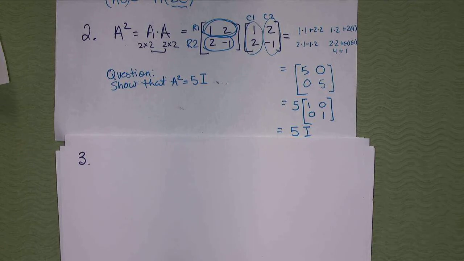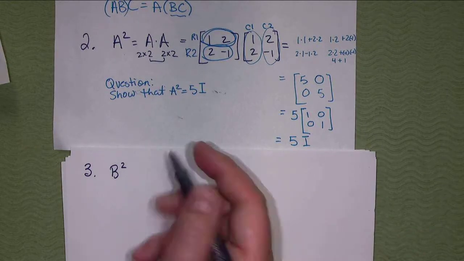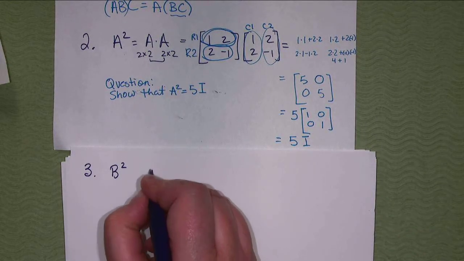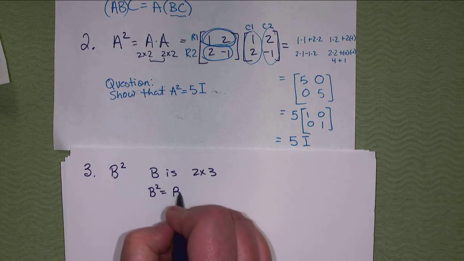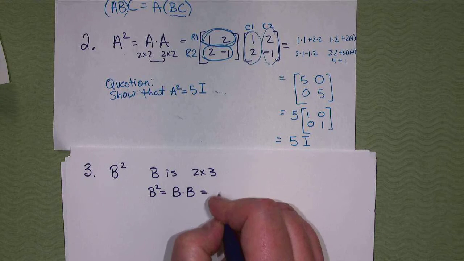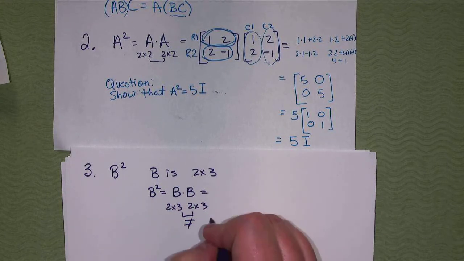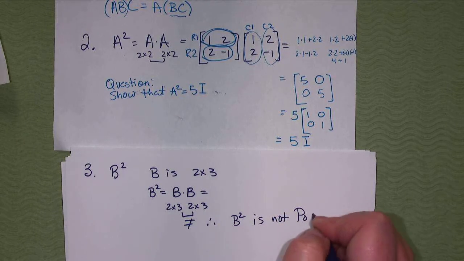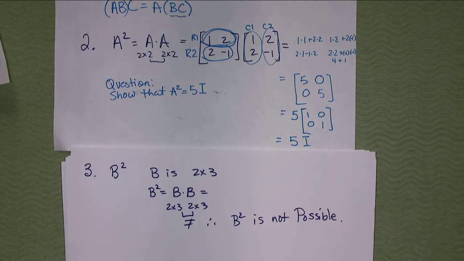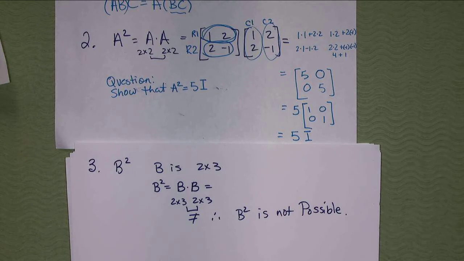Okay. So what about B squared? Yeah, so B is a 2 by 3 matrix. So B squared would be B times B, which is a 2 by 3 times a 2 by 3. These are not equal, therefore B squared is not possible. And that would be explaining. All right, so you show that the size doesn't equal, so that's why they're not possible.